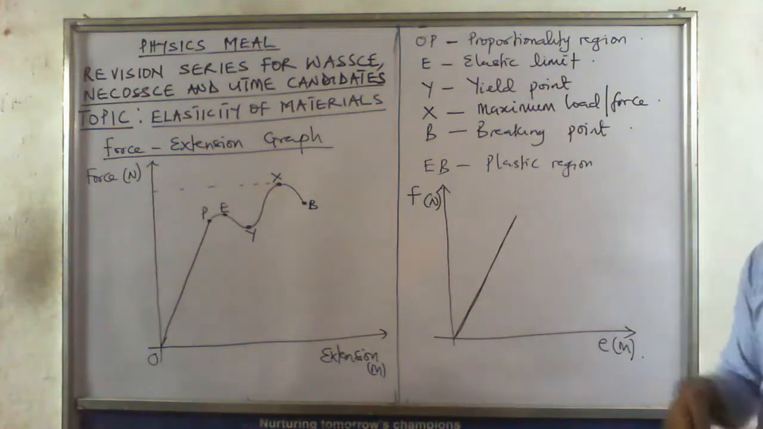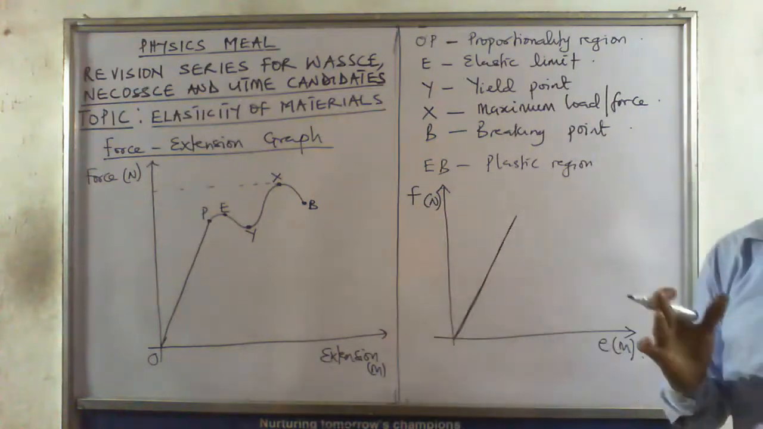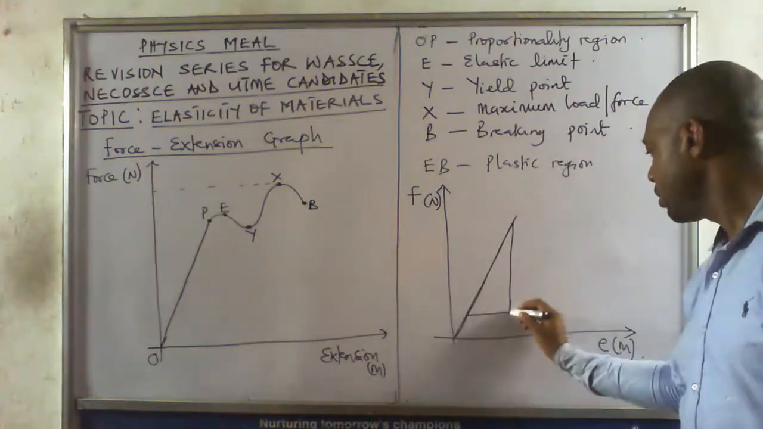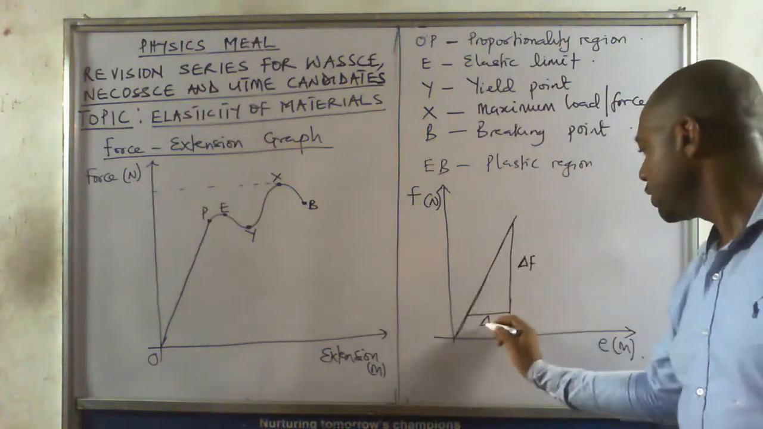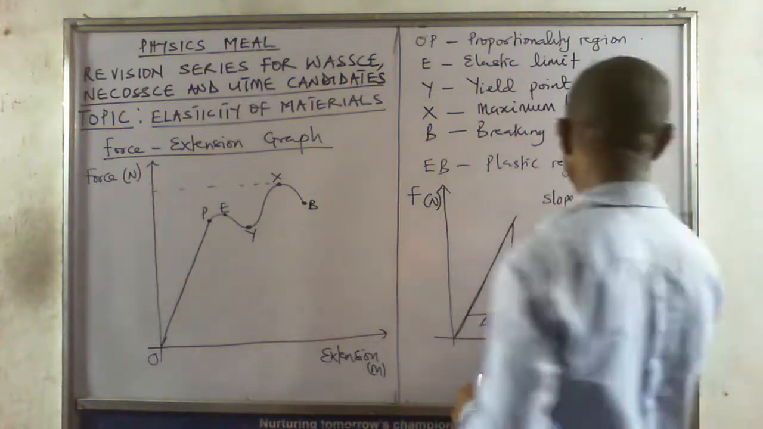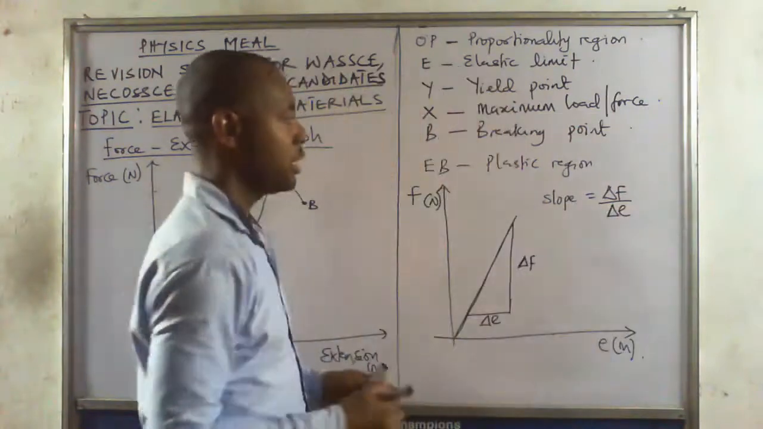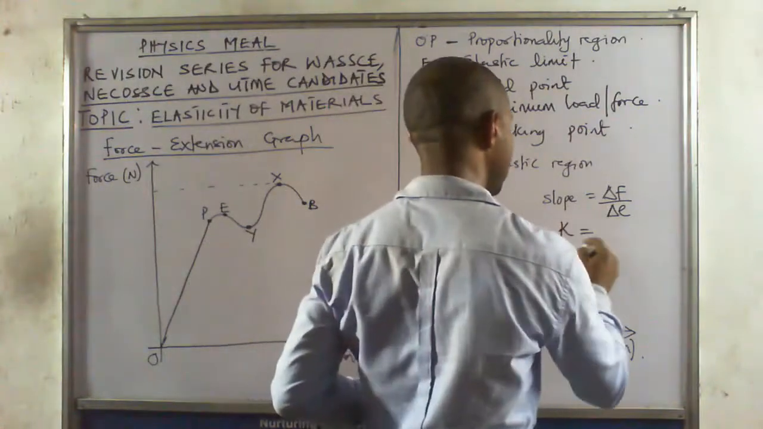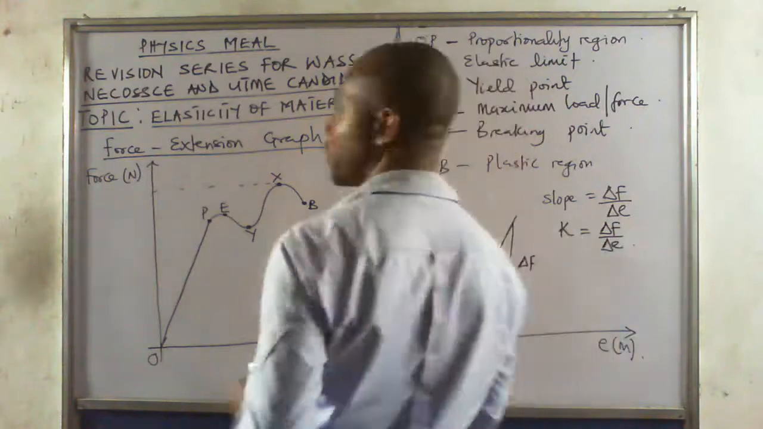I'm going to make two important statements before we move on. One, if we decide to find the slope of the force extension graph, you remember how we find slope? From here to here will be change in the force, and here will be change in the what? Extension. Now the slope will be change in the force over change in extension. This slope, the slope of the force extension curve, is the force constant K.